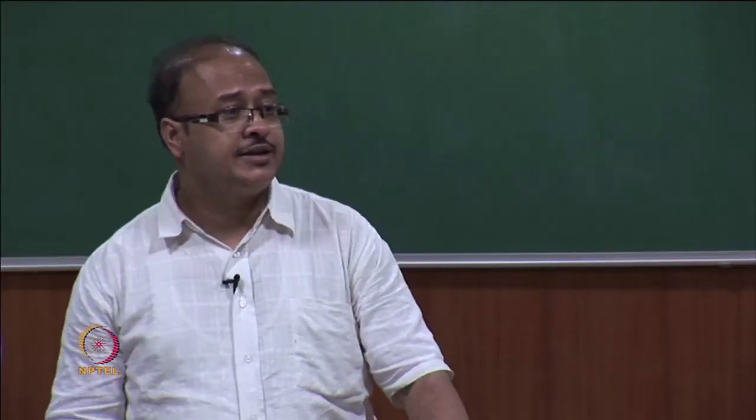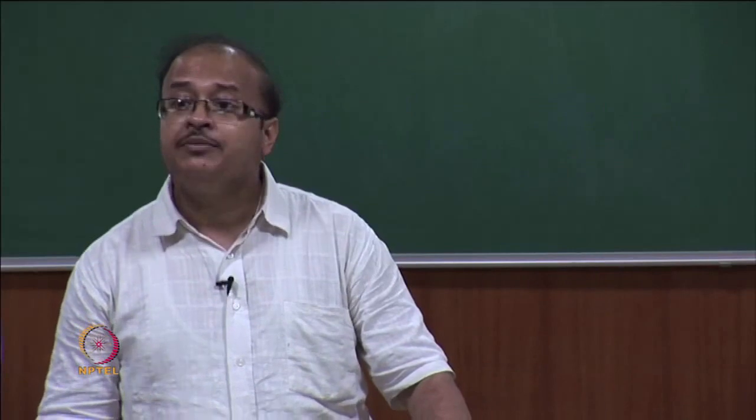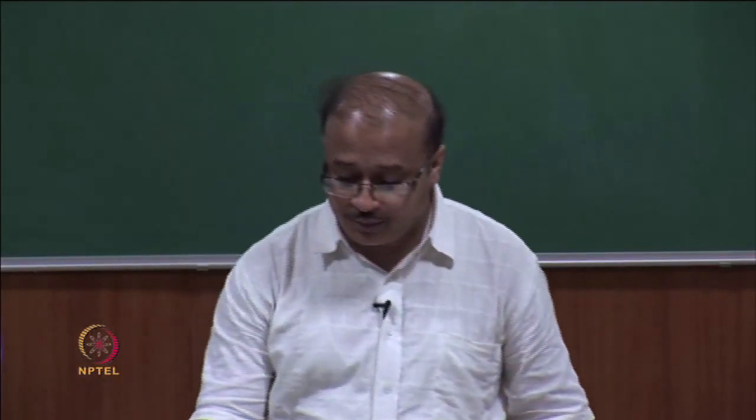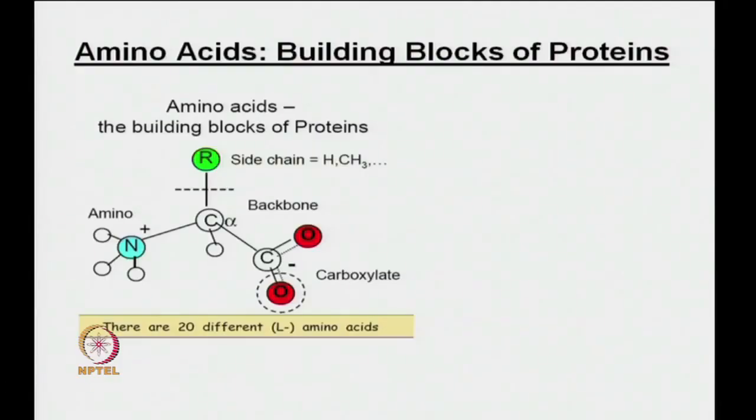What are these amino acids? The amino acids are so essential for us. Why? Because these are the building blocks of proteins. So, let us look at the amino acid structure. Here we have an amino acid. We have an amine group out here, and here it is protonated, NH3 plus. Then it is an acid, so we have a carboxylic acid out here, and here it is deprotonated.